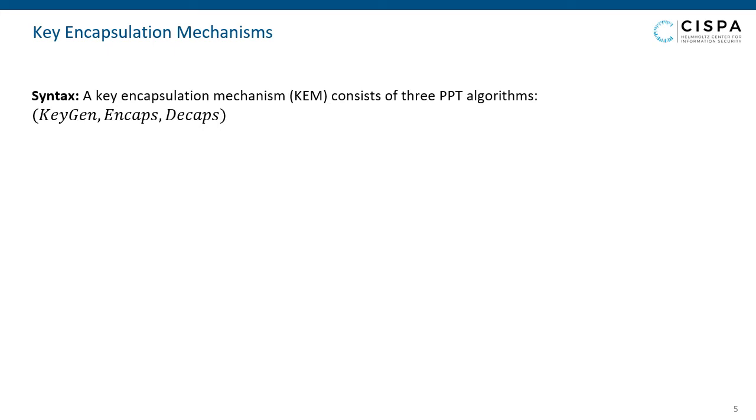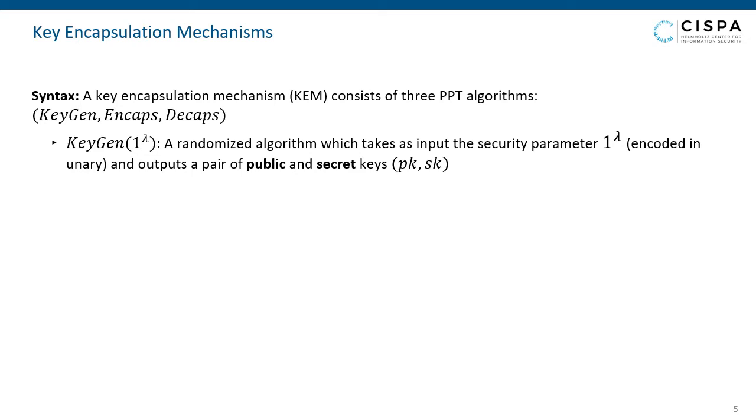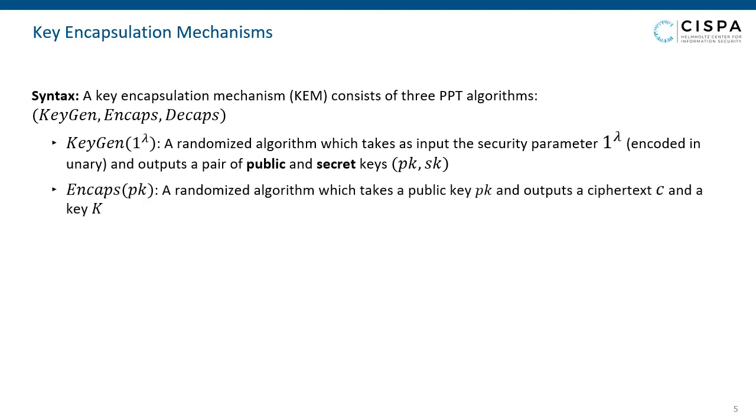So let's briefly fix the syntax of key encapsulation mechanisms. A key encapsulation mechanism, or KEM, consists of 3 PPT algorithms: Keygen, Encaps, and Decaps, with the following syntax. Keygen has the same syntax as the keygen algorithm of public key encryption, in that it is a randomized algorithm which takes as input the security parameter and outputs a pair of public and secret keys PK and SK. The Encaps algorithm is a randomized algorithm which takes as input just a public key and outputs a ciphertext C and a key K.